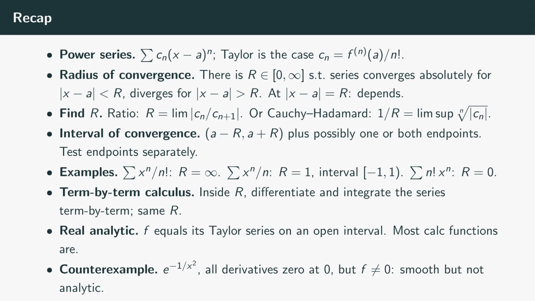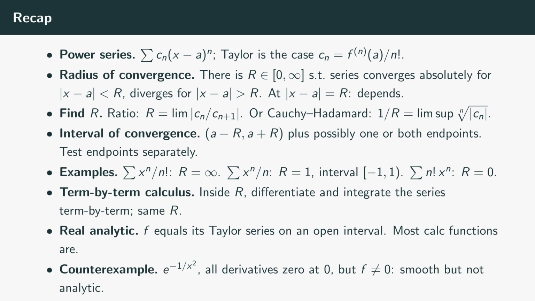Recap. A power series is the sum of c sub n times the quantity x minus a to the n, centered at a. The Taylor series is the special case where c sub n equals the nth derivative of f at a over n factorial. Every power series has a radius of convergence, r, in the closed interval from 0 to infinity. Inside, the series converges absolutely; outside, it diverges. On the boundary, it depends, and you have to test each endpoint by hand.